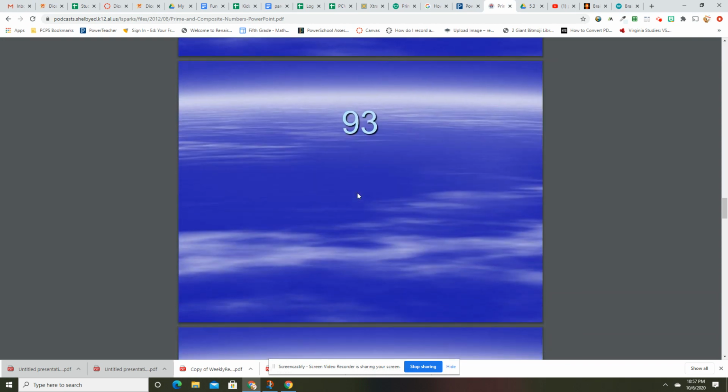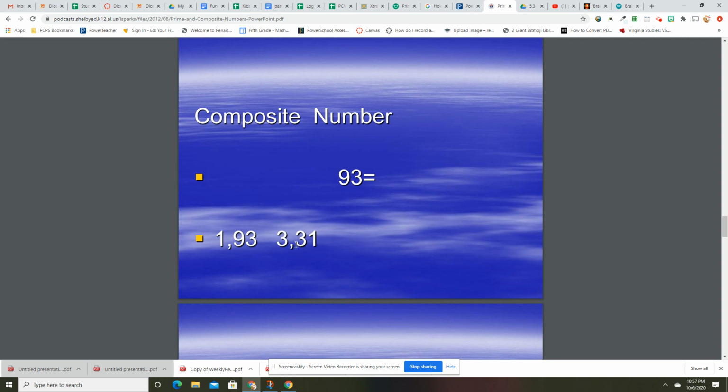Okay, what about 93? It's an odd number, and we need to think about its factors. If I take 93 and divide it by 3, it goes without a remainder, with 31. So 31 times 3 would get 93. So 31 and 3 are factors of 93. Therefore, it's a composite number.